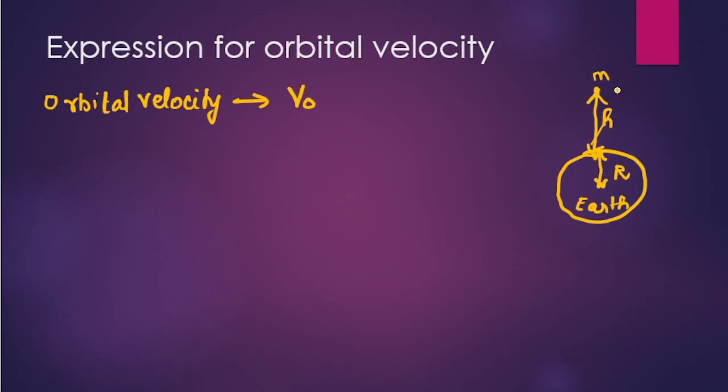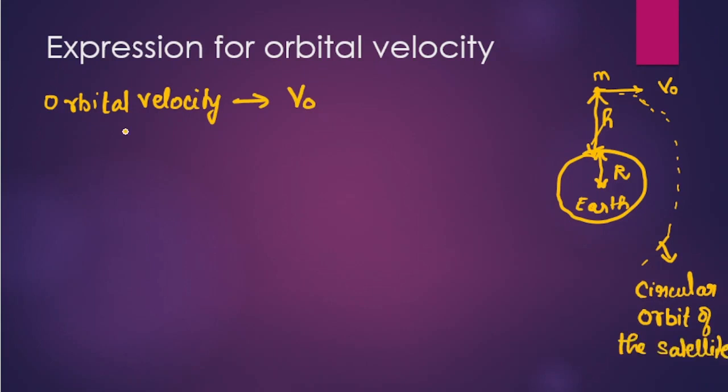Now, at this point we give the orbital velocity. What happens? Our satellite starts to move around the Earth. The line I have drawn now is called the circular orbit of the satellite. Now we take the orbital velocity as V naught.